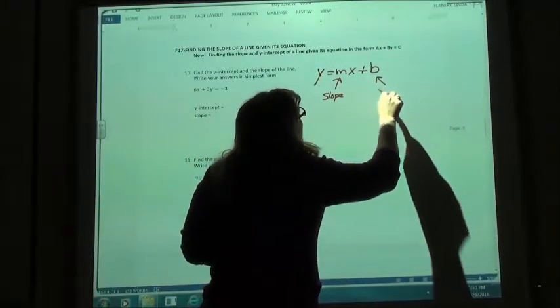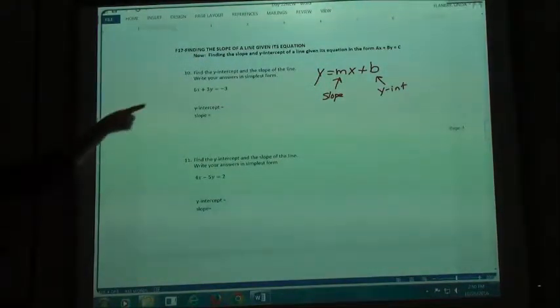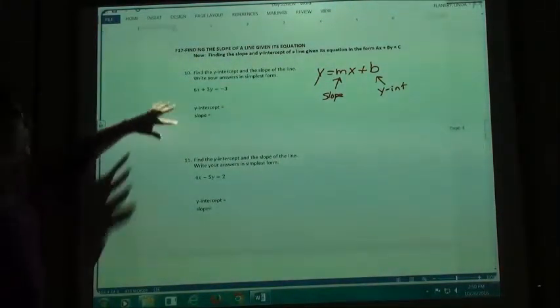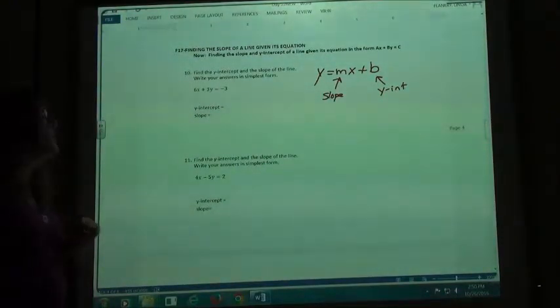The b is going to be your y-intercept. So on this first part, we're just going to rearrange it, solve it for y, so that we can pick out our y-intercept and our slope. They do like to switch those around, so make sure you're paying attention when you enter your answers in.